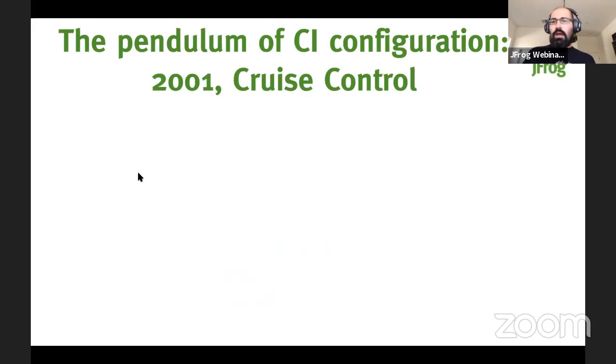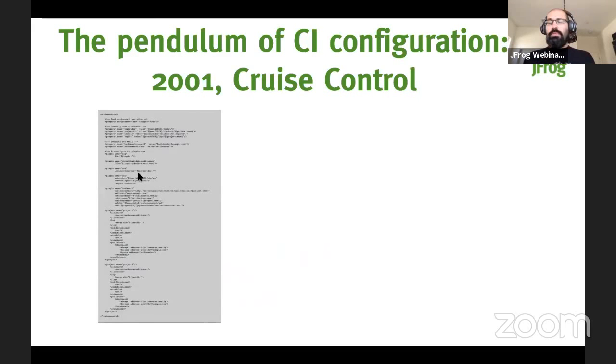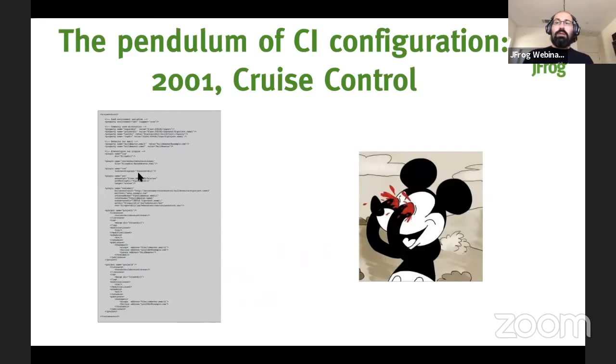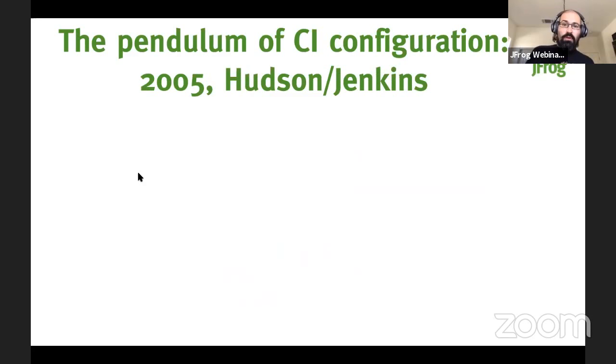So I don't know if anyone is old enough to remember CruiseControl back in 2001. That was the first CI server that I used, and the configuration was pages on pages of XML. That was horrible. It was just painful, and people got so tired of this declarative, verbose XML configuration that the pendulum switched directly to another direction.